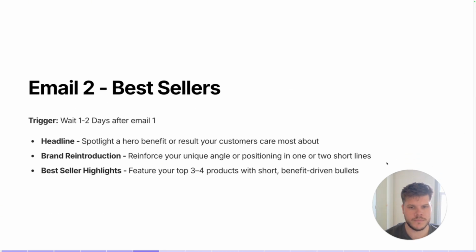Okay, so email 2 is going to be your best sellers. So the headline, you're going to spotlight a hero benefit or result that your customers are going to care about most. Do a brand reintroduction, reinforce unique angles or positioning in just one or two short lines. Do not go on and on and on, loads of copy. People do not want to read really long emails. You need to keep them short and sweet. And then just feature some of your best-selling products.